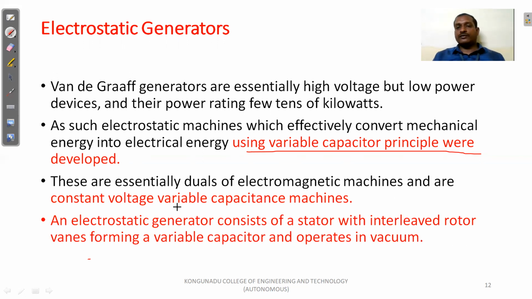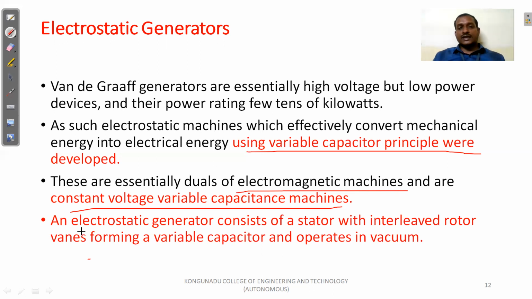These are the duals of electromagnetic machines. So it replaces the electromagnetic machines and constant voltage variable capacitance machines. Because it is a variable capacitor principle, it replaces the above two machines, electromagnetic machines and also constant voltage variable capacitance machines.